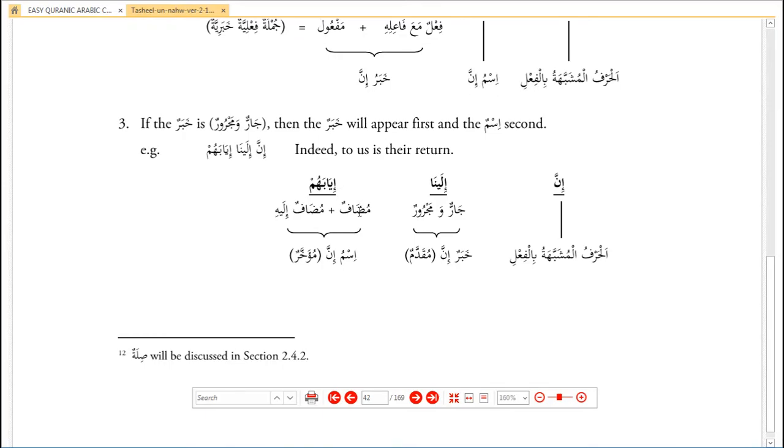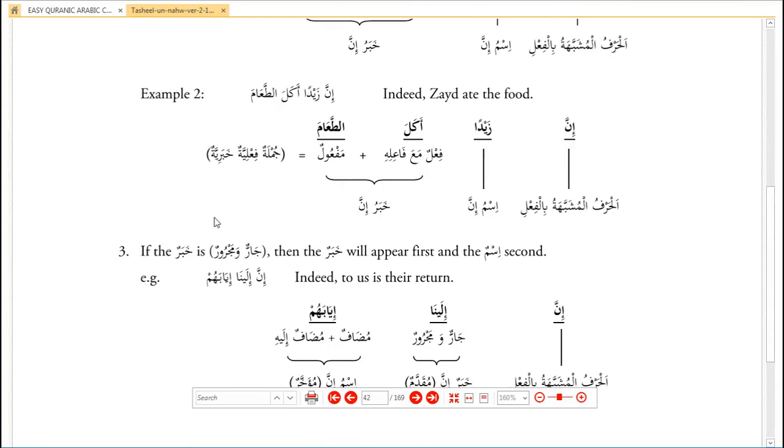Iyabahum, their return, is mudaf and mudaf ilayh. I hope you remember mudaf and mudaf ilayh. Iyabahum is becoming the ism of inna, which is mu'akhkhar, coming after. Allah says in the Quran, inna ilayna iyabahum, indeed to us is their return. Ilayna is the khabar of inna, muqaddam, and iyabahum is the ism of inna, coming after. So try to understand these few rules.